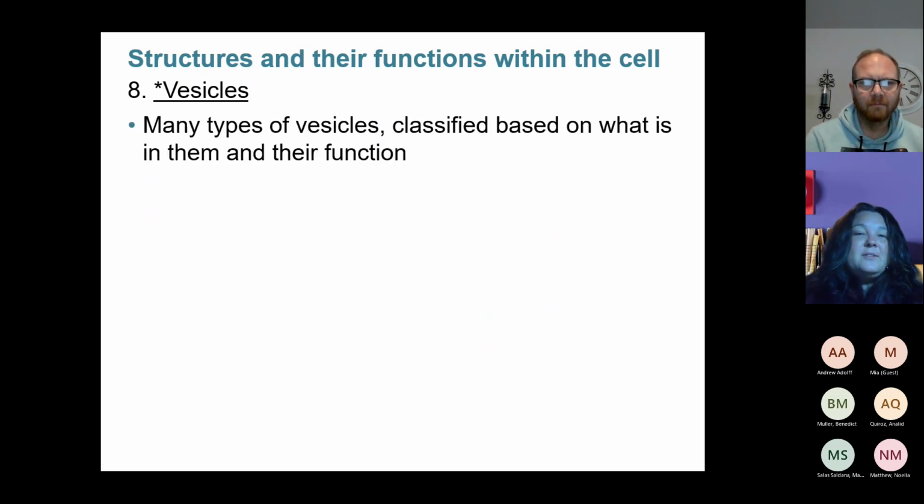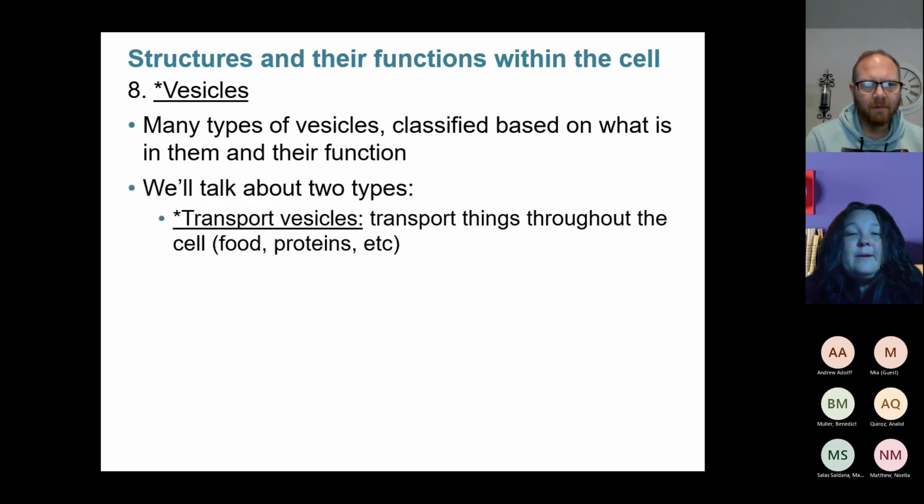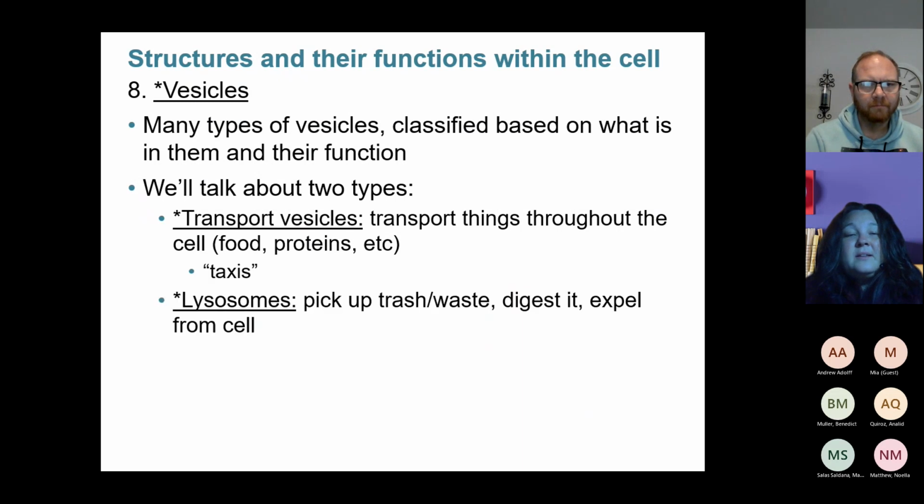Anyway, okay, vesicles. There are many types of vesicles classified based on what is in them and their function, but we're only going to talk about transport vesicles and lysosomes. Transport vesicles, as implied by their name, transport things. You can think of them as taxis. They just pick things up, take it from one place, and put it in another place. Lysosomes are also vesicles, but they pick up trash and waste, and then they digest it and expel it from the cell. They're also used to digest food.